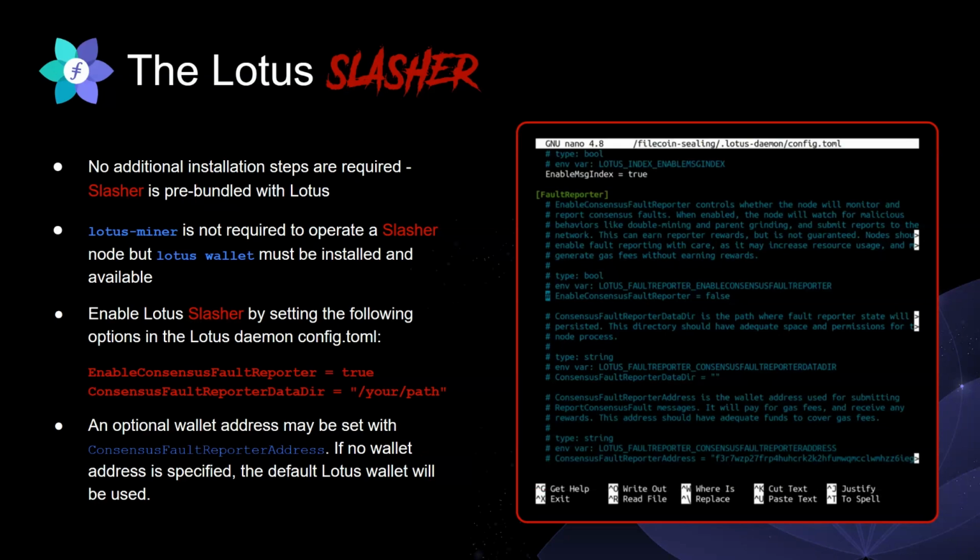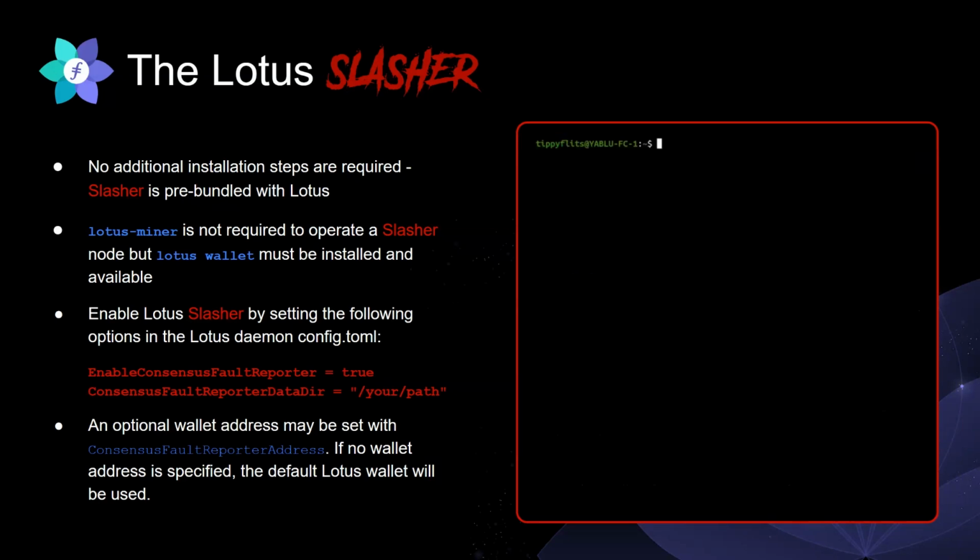Enable Lotus Slasher by setting the following options in the Lotus Daemon config toml. As you see on the right-hand screen, I'm setting Enable Consensus Fault Reporter to true, and I'm also setting Consensus Fault Reporter data directory to a local path. An optional wallet address may be set with the Consensus Fault Reporter address. If no wallet address is specified, the default Lotus wallet will be used. Once you have your configuration settings in place, simply save the file and we can run the daemon as usual.